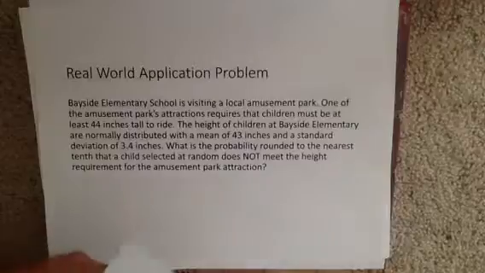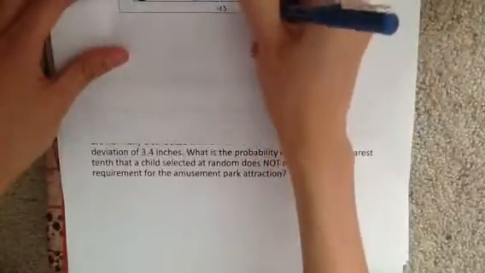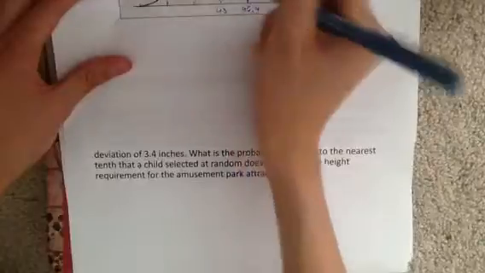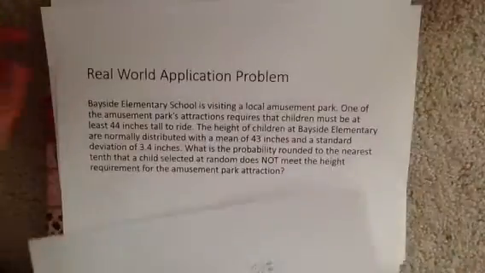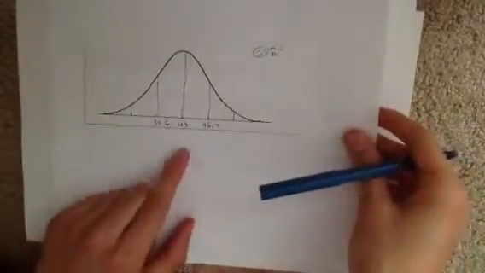For this problem we're going to be using z-score. We can see our graph here, mean of 43, standard deviation of 3.4. So let's put in the first 2 deviations, 46.4 and then 39.6. As we can see, 44 isn't on one of our deviations here, so we're going to have to use z-score.